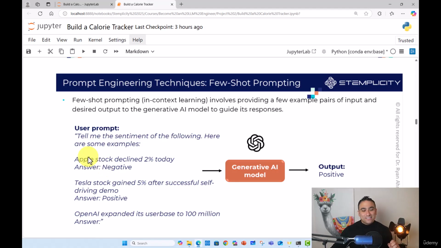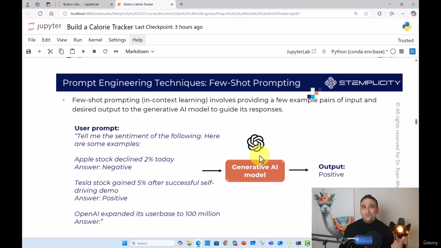For example, I can say, tell me the sentiment of the following. Here are some examples. Apple stock declined 2% today. Answer should be negative. Think of it as if you are teaching the AI with examples in the prompt itself, okay? So you're not doing any fine tuning or any training to the model. The model itself is fixed, and now I'm prompting it, I'm talking to it, and when I'm asking it to do something, I'm going to show it a few examples as well inside the prompt itself.